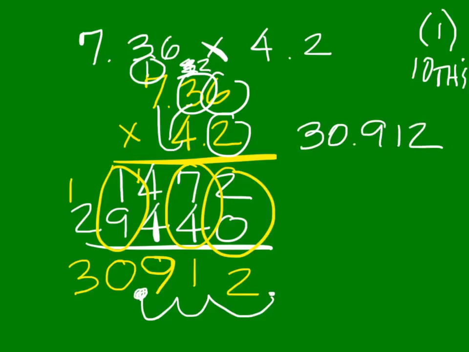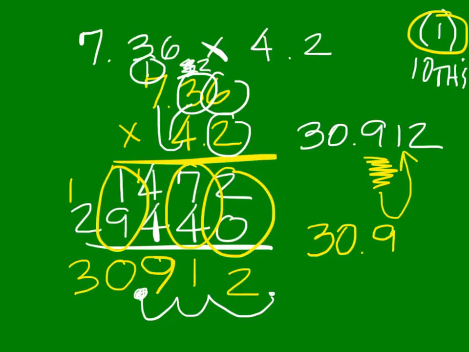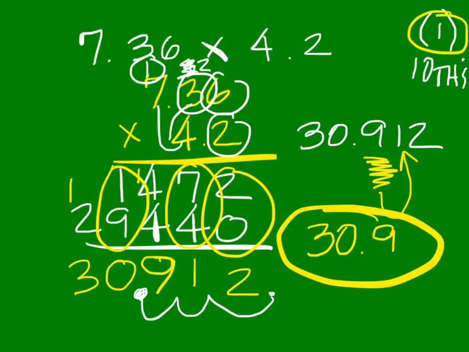30.912. Now I'm rounding to one place, the tenths place, which is right here. So I look at the number that is to the right of it. Is that number 5 or higher? No, it's not. So we leave the 9 the way it is. Your answer should be 30.9. Here is practice problem number 1.